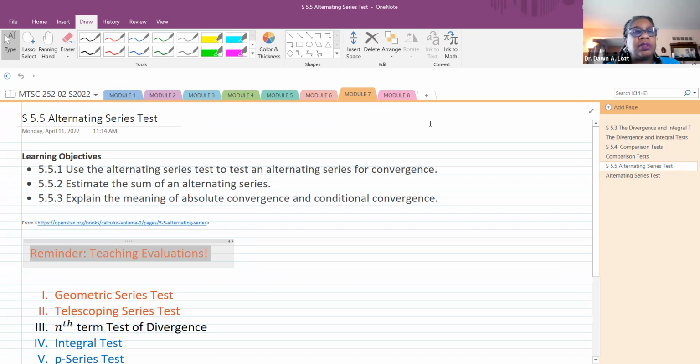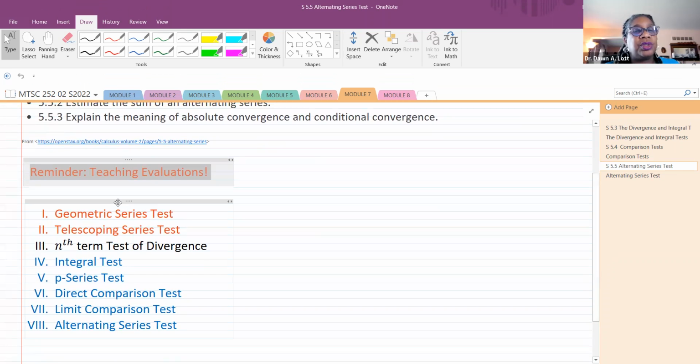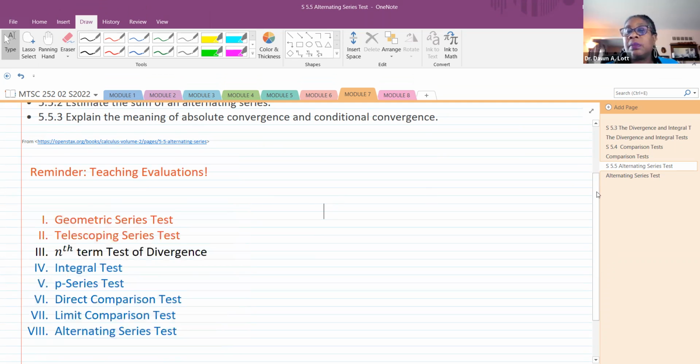So today we are going to do the alternating series test. In this section, we will use the alternating series test to test an alternating series for convergence. We will estimate the sum of an alternating series, and we will explain the meaning of absolute convergence and conditional convergence. Okay, so the first thing I want to do is look at the series that we've already done.